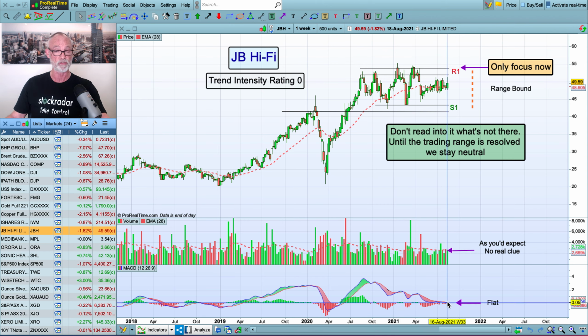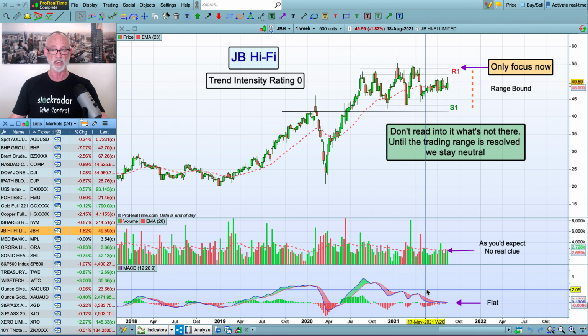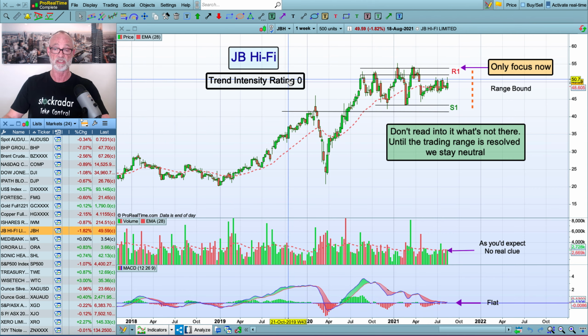The momentum is flat. So really it is a JB Hi-Fi at an I-don't-know stage. I've seen stocks like this come off. I've seen them break up. I don't know what's going to happen. I'm just going to watch my boundaries here. If S1 breaks, I'm not interested if it goes down further. If R1 breaks, then I am interested, because there's a potential trend starting to occur. So for JB Hi-Fi, the trend intensity rating is 0, and you can see why, because it's just going sideways and has done for pretty well a year.